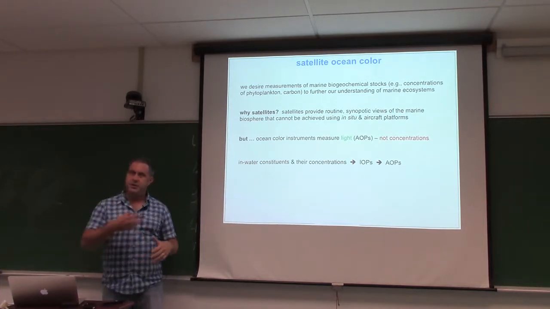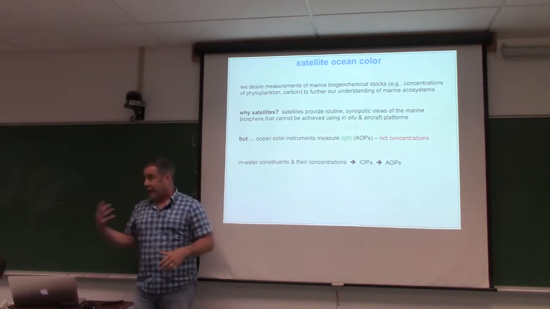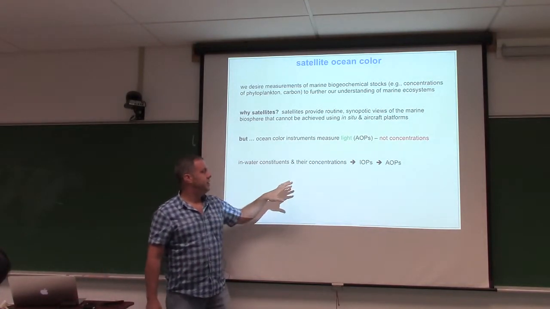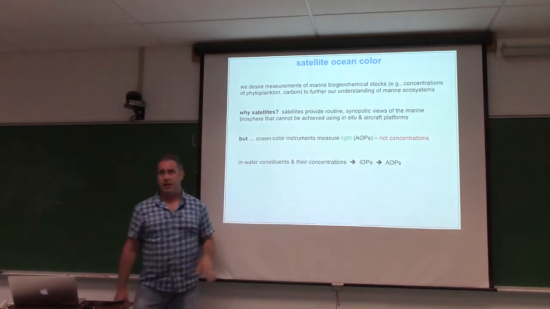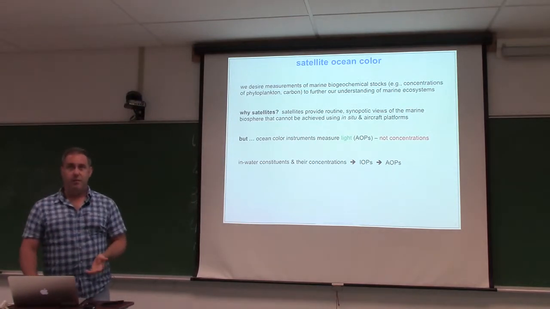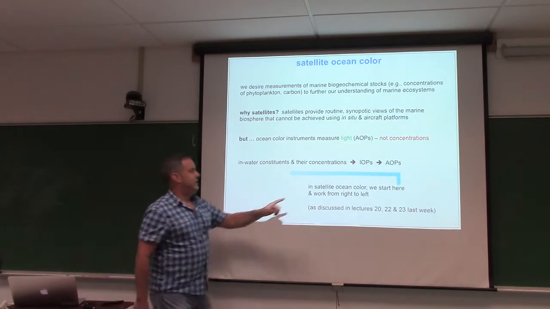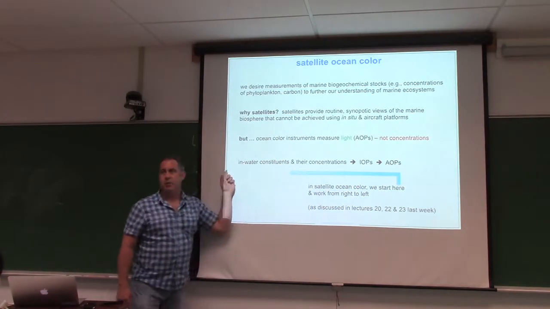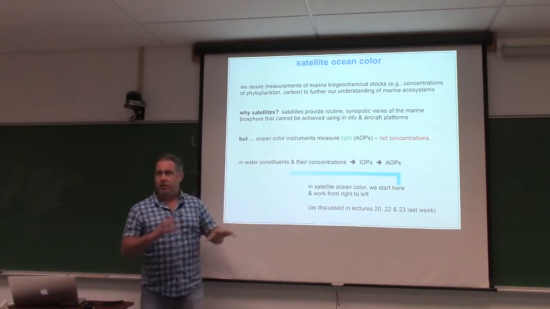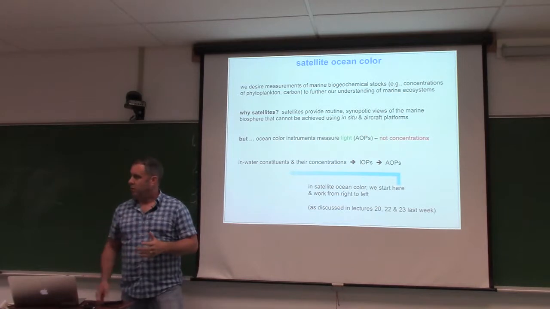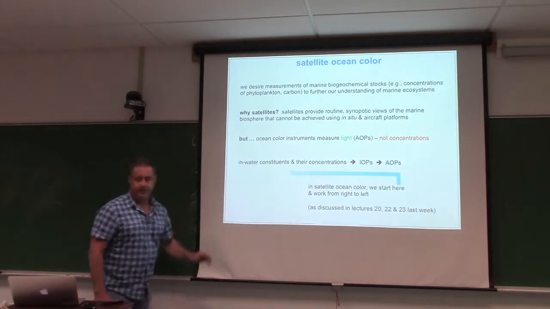And so you've learned this through all of your radiative transfer lectures already, that the in-water things that you care about and their concentrations shape the inherent optical properties, which in turn shape the color of the ocean, and that's what the satellite measures. So that's the forward problem. Atmospheric correction is really an inverse problem, because we start here and then we have to start going backwards. You've started getting some of these algorithm tidbits late last week, and you'll get more and more of them this week too. But we're working in the inverse, right to left here.